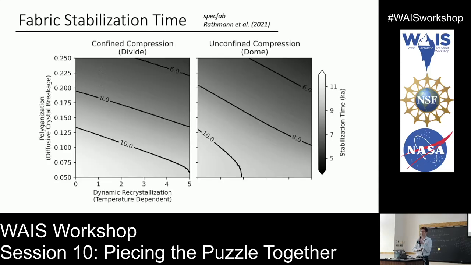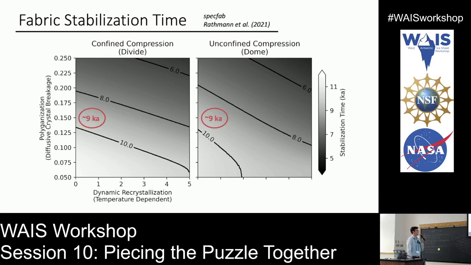And I ran that across the full parameter space. So some of this is poorly constrained, and I think it's room for us to think about doing more laboratory experiments for squishing ice under different temperatures and different stresses, and trying to figure out how ice deforms or recrystallizes in this way. But yeah, so there is some room on the parameter space and recrystallization. So I ran the same experiment over kind of what I think is reasonable, and I got to these stabilization times throughout this parameter space.